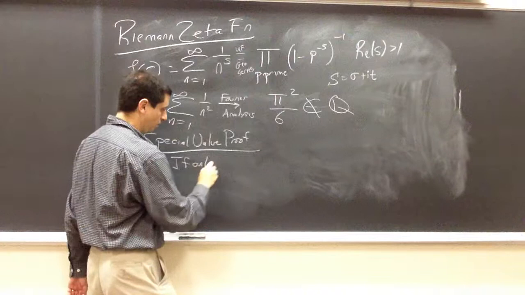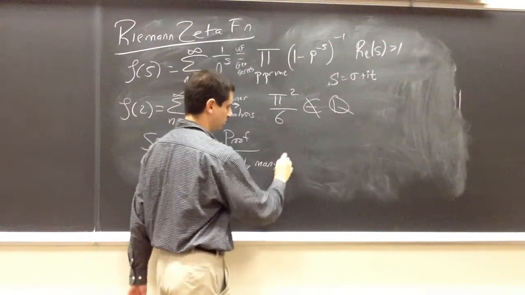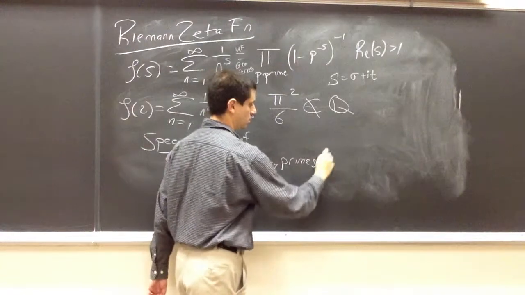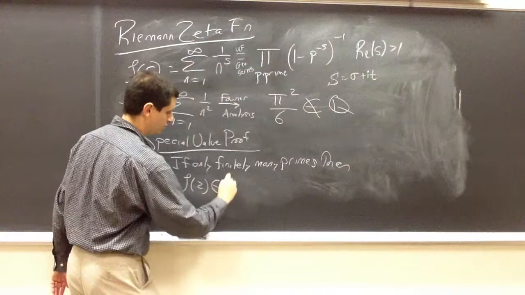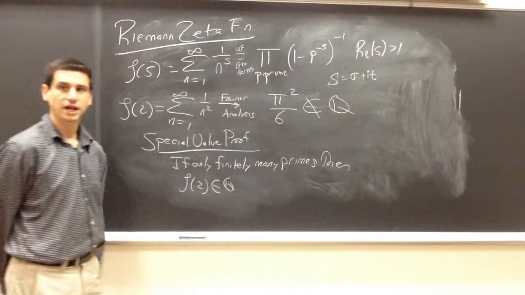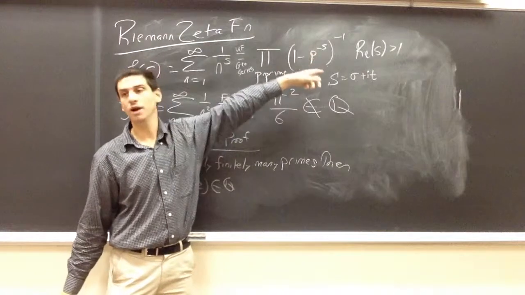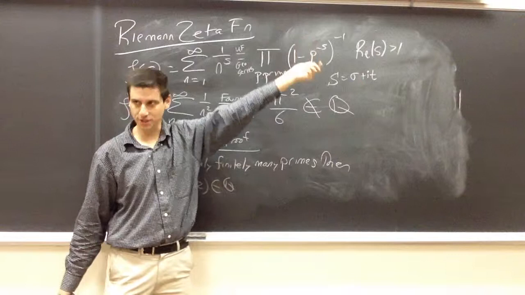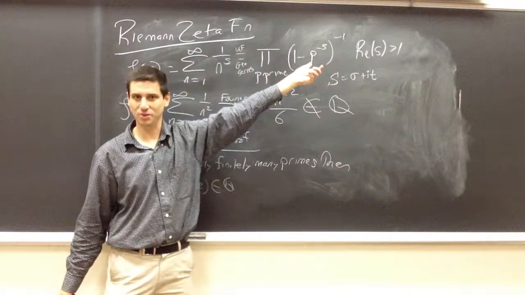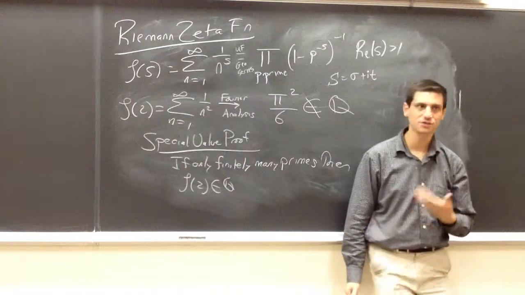If there are only finitely many primes, then zeta of 2 is rational. And the reason is, if there's only finitely many primes, when I put in s equals 2, I get 1 minus 1 over p squared, which is p squared minus 1 over p squared. Flip it, I get p squared over p squared minus 1. If there's only finitely many of them, a finite product of rational numbers is rational.